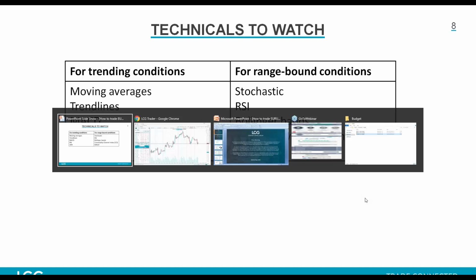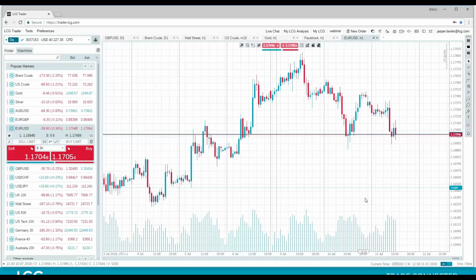And then just quickly, I'm going to jump over to the LCG Trader platform so we can see the euro in action here. So you can see along the top is the website where you find the LCG Trader. For those who aren't familiar, these are the tabs of the different markets you can trade. So obviously you've got gold, Facebook shares, Wall Street, Brent crude. But over here we've got the euro, and you can see this is the candlestick chart for the euro.